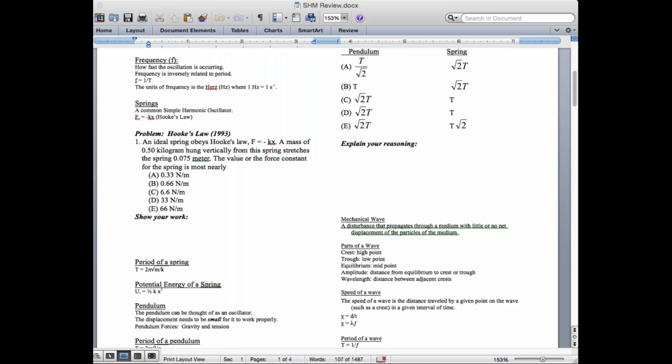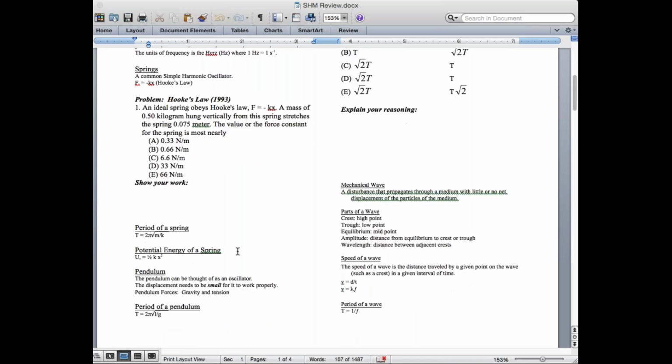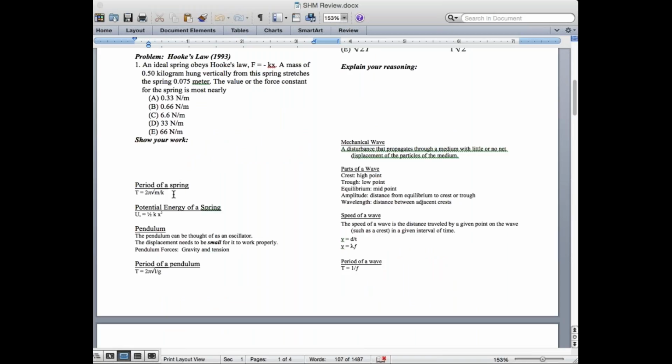Okay, we look at the period of a spring. It's 2 pi root m over k. I apologize, it doesn't look all that wonderful, but that's what a period of a spring is. Potential energy of a spring is 1/2 kx squared. That's old stuff. And a pendulum can be thought of as an oscillator. The displacement needs to be small for it to work properly, and in a pendulum, gravity and tension are those restoring forces. Period of a pendulum is 2 pi root L over g.